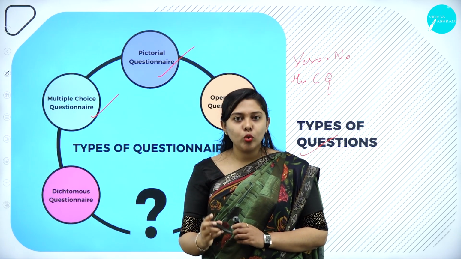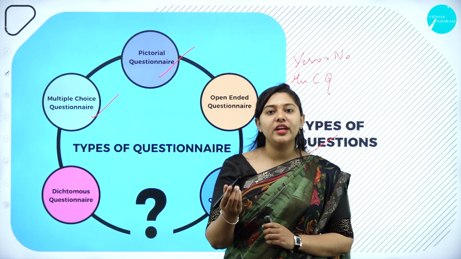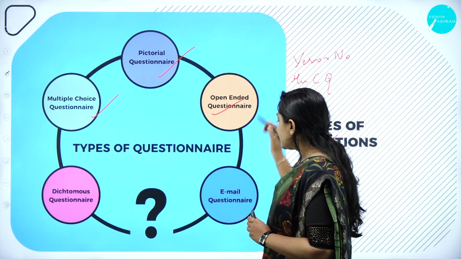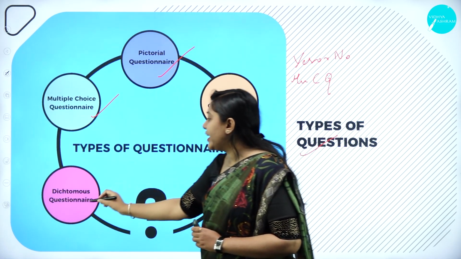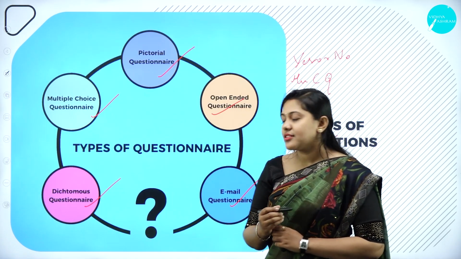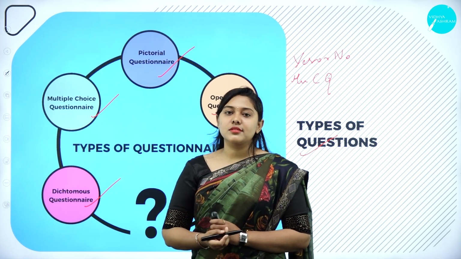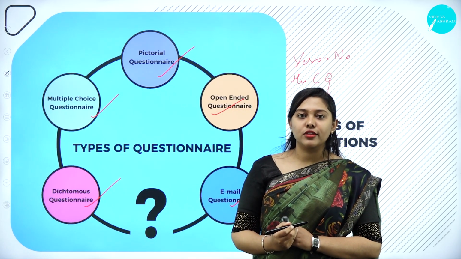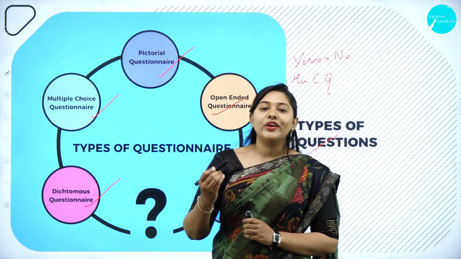So mainly we have two types of questionnaire. One is open-ended question and close-ended questionnaire. Open-ended questions, and dichotomous questionnaire. What is this, yes or no type? Okay, this is called a dichotomous questionnaire. So these are the different types of questionnaire they follow while you're going for a survey.